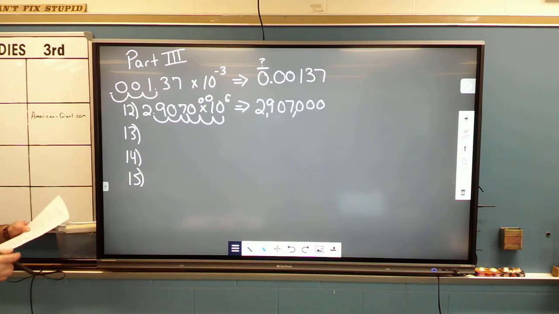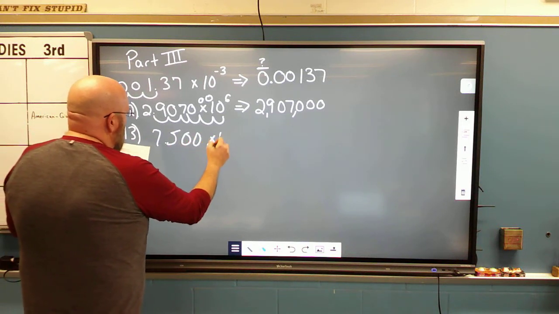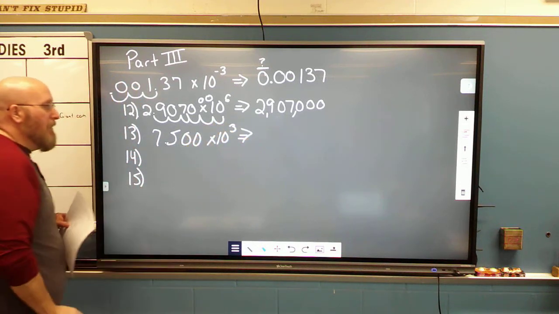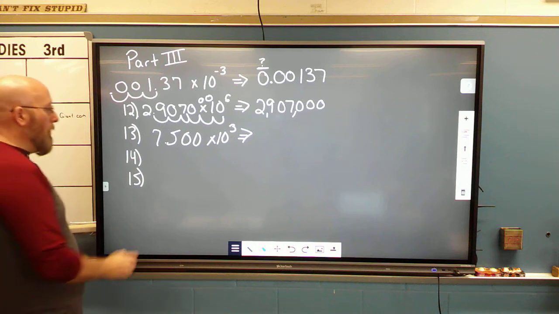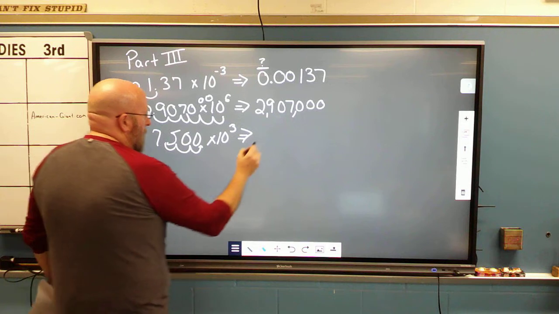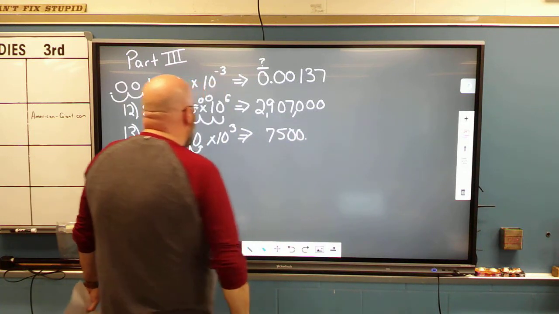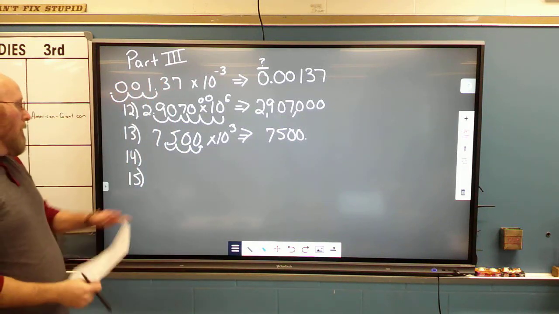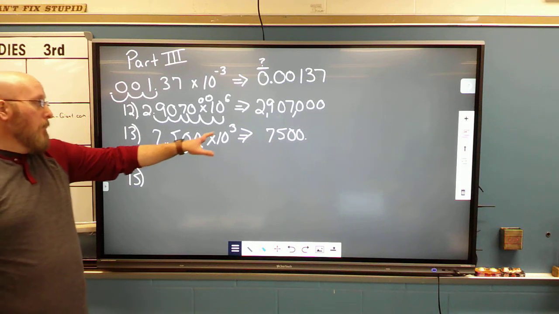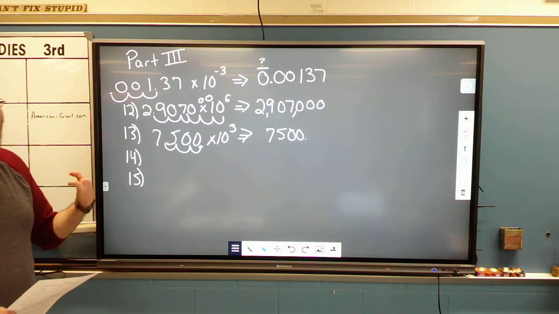13. 7.500 times 10 to the 3rd power. Big, positive exponent. This means it's going to be a big number. So watch this. I'm going to move it to the right. 1, 2, 3. 7,500. And that decimal should be there because we have those zeros there already. They're significant, right? So 7,500 with a decimal. Again, fairly straightforward stuff.